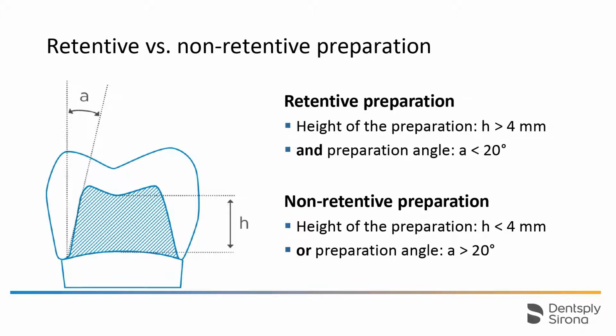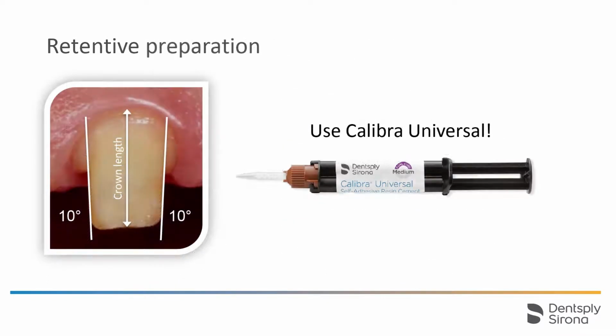is considered adequately retentive. In such situations, the use of powder liquid or self-adhesive resin cements is the standard of care. For shorter residual crown heights or more pronounced conicity, an adhesive resin cement such as Calibra Ceram should be used to ensure highest possible adhesion and thus permanent retention of the restoration. Here are some examples of this.